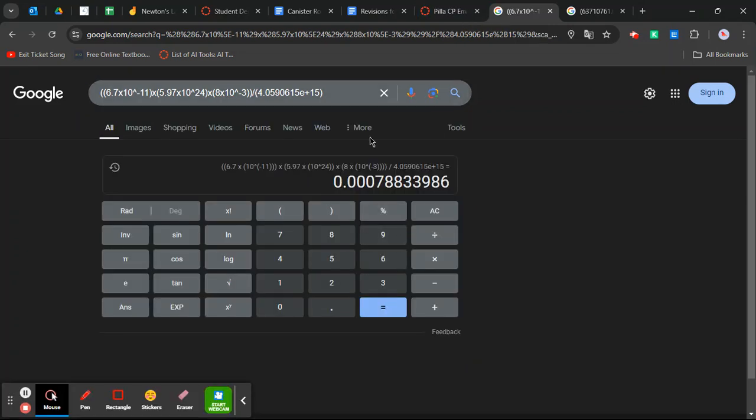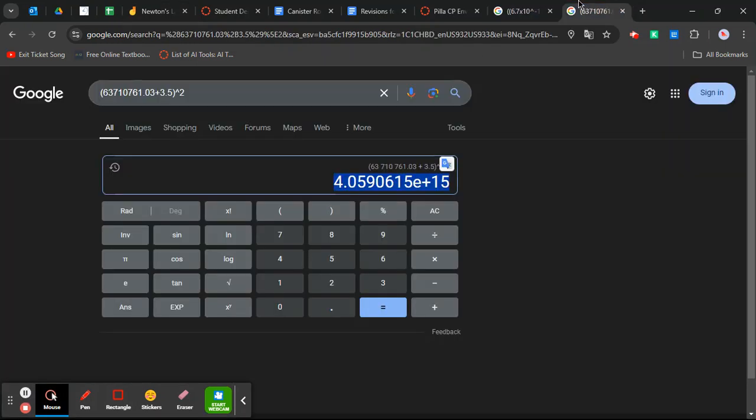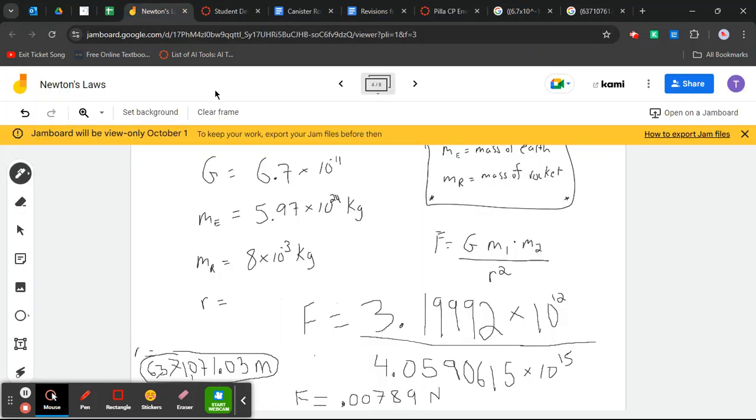Boom. And what did I get? I got 0.00078. I'll just round that to 0.0079. Put that here. That equals 0.00789. I rounded newtons. And that is my final answer. You could change that to scientific notation if you know how to. 1, 2, 3. We could say my answer is 7.89 times 10 to the negative third newtons. All right. If your answer is much different than this, come talk to me.